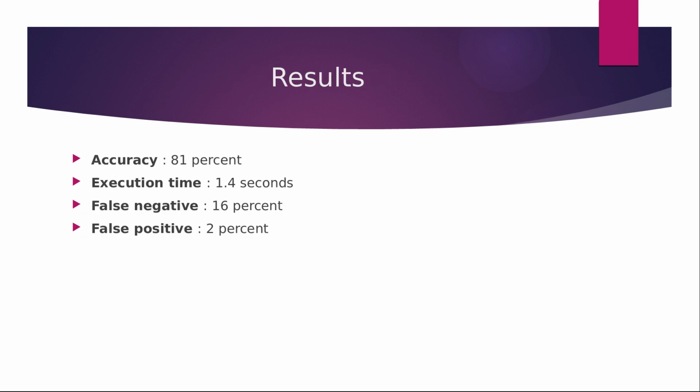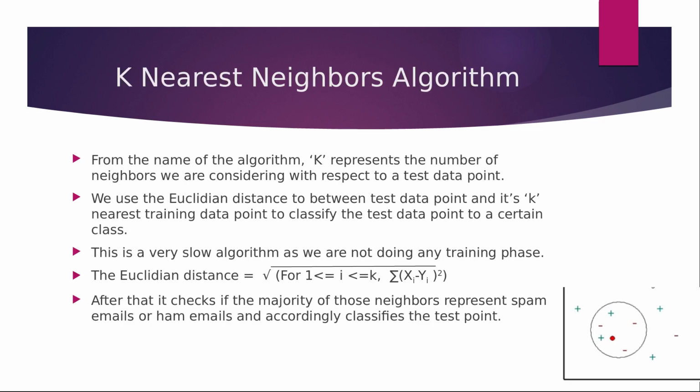The accuracy is 81%, the execution time is 1.4 seconds, the false negative is 15% and false positive is 2%. Next is the k-nearest neighbors algorithm.